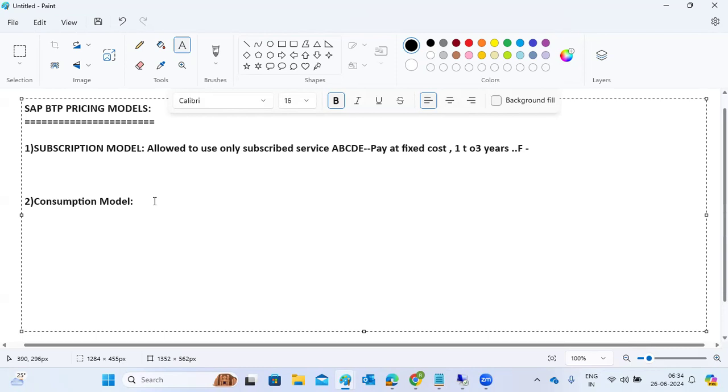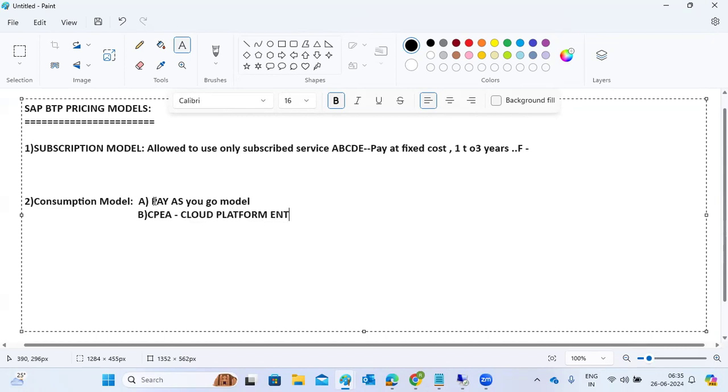In the consumption based model also, there are two flavors here. In the consumption based model, we have the two flavors here. One is the pay as you go model. And the other one is CPEA, the cloud platform enterprise agreement. Let me write it here.